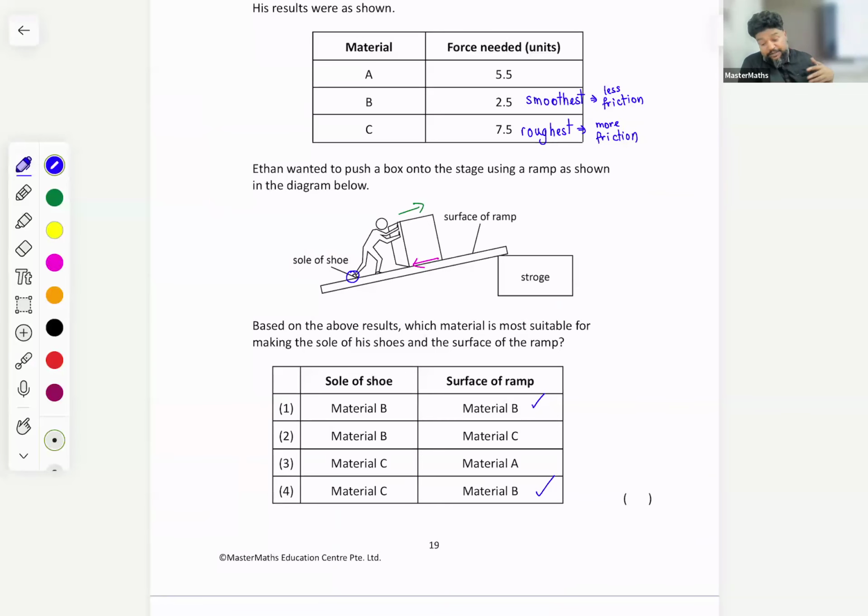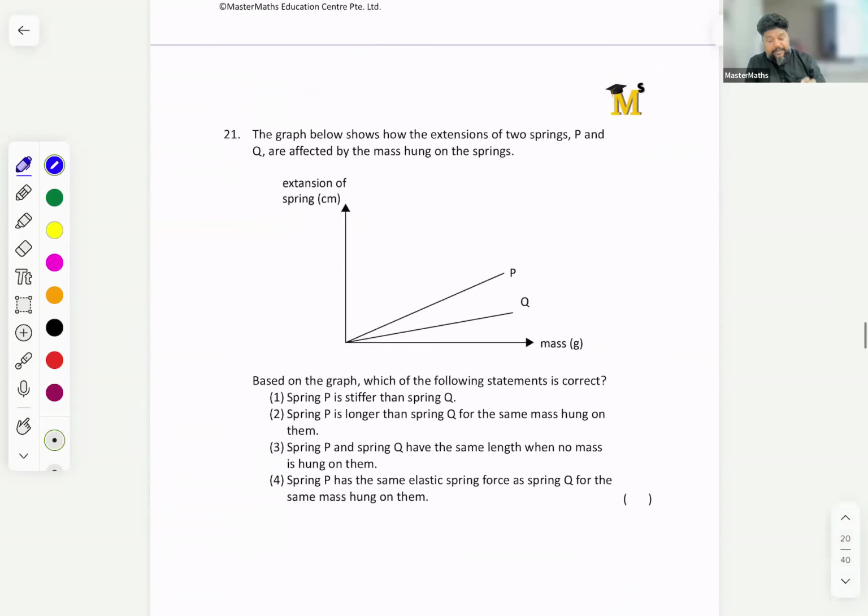So my shoes, what should I use for my shoe? Santosh, A, B, or C, for my shoe? C. C, good. I need the rougher surface. Is that okay? If I have a smooth surface, what will happen, Ayana? I will slip and fall. Yeah? Okay. Question number 21.